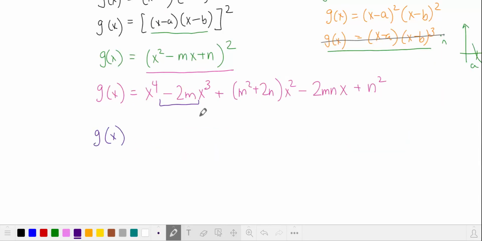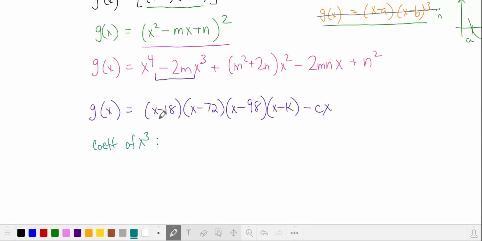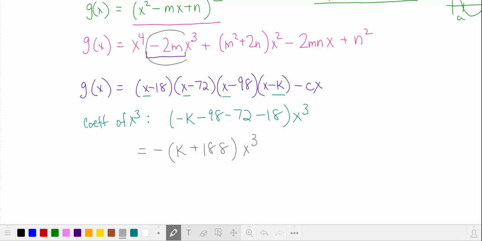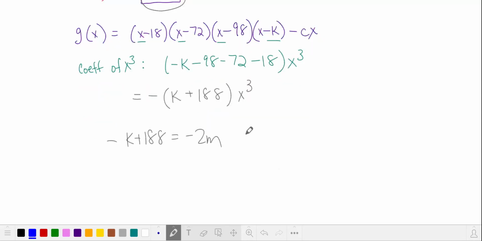So let's find the coefficient of x cubed from g of x on the left-hand side. We find the coefficient of x cubed by multiplying 3 of these x's and one other factor. So we'll have a minus k, a minus 98, minus 72 and minus 18 times x cubed. And this simplifies to the negative of k plus 188. So we'll set these two coefficients equal to each other and solve for k.